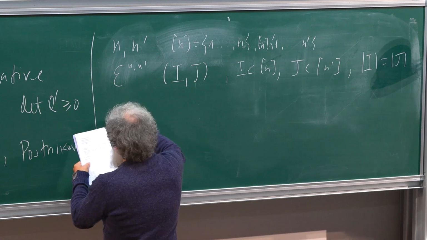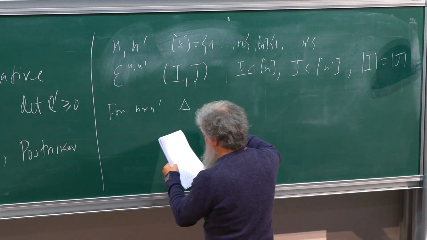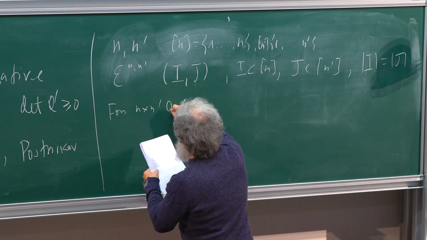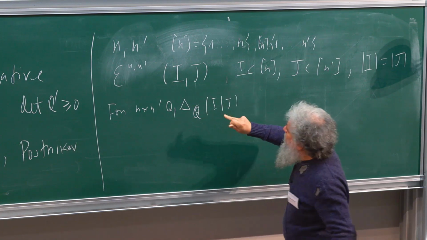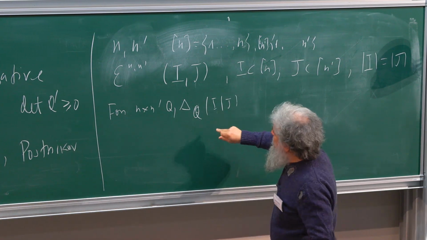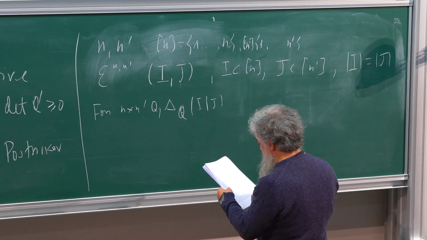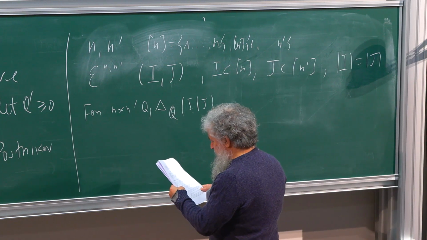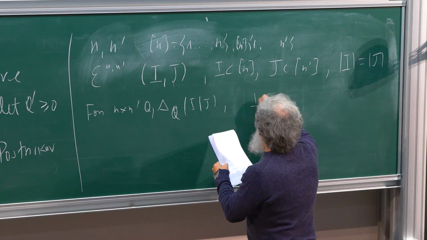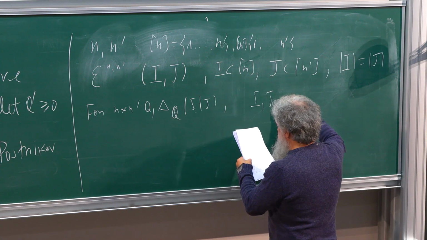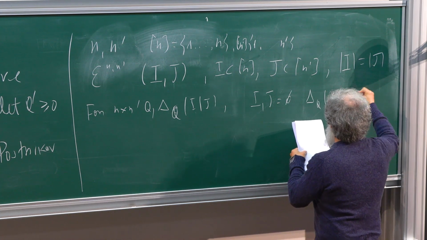Then for an n times n prime matrix, which I would just denote here Q, we denote Delta Q (I, J). What I just say is we consider the submatrix with rows in I, columns in J, and consider the determinant of this submatrix. For convenience, if I and J are empty, then we put the determinant for empty as just 1.